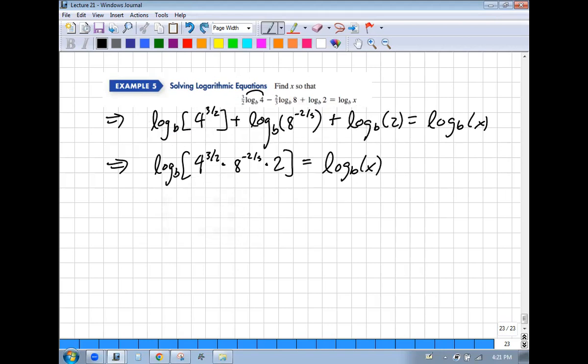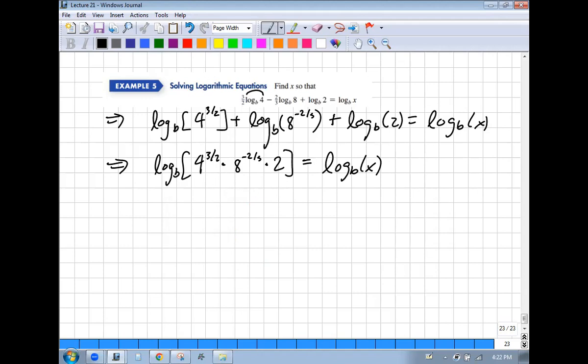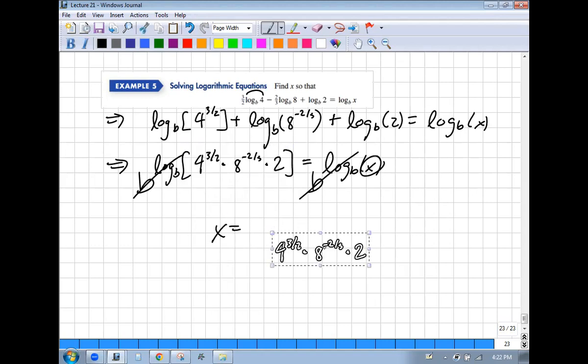I didn't do anything over here because that's where my x is. At this point, this is critical. This is all log base b, this is log base b. So if I have log of left-hand side equals log of right-hand side, left-hand side has to equal right-hand side, okay? To show this, what I could do is b to the power of both sides. So now I just have x is equal to this stuff, which is all numbers. So from here, we just need to simplify.